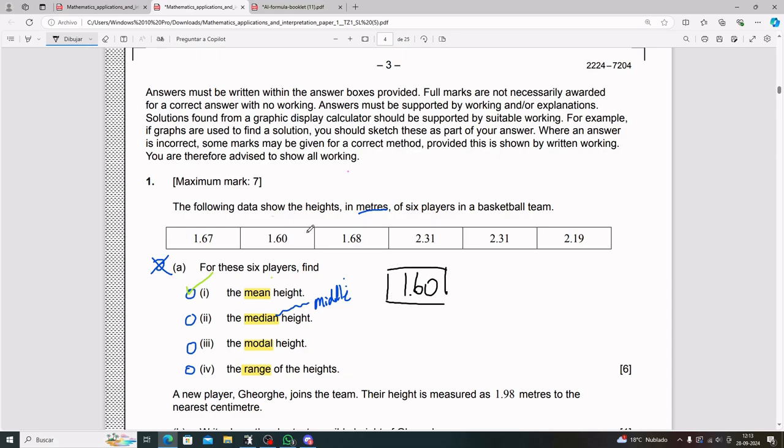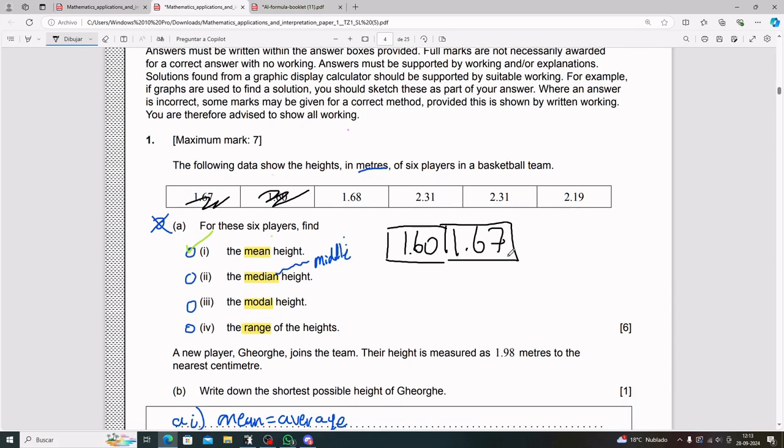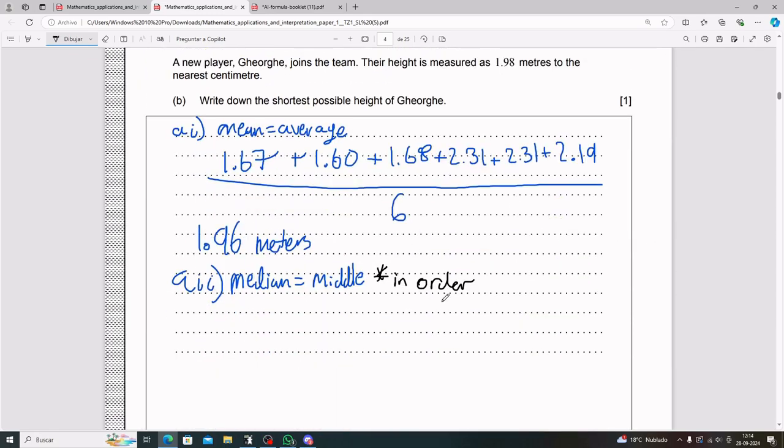Then my next highest is 1.67. My next highest is 1.68. Then I have the 2.19. And then I have two 2.31s. In that sense, now I have my data organized from lowest to highest. Now it is in order, see?